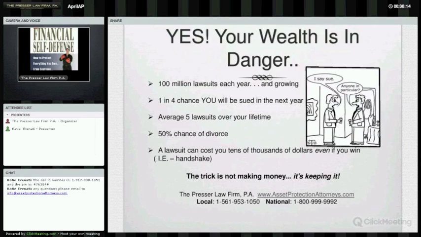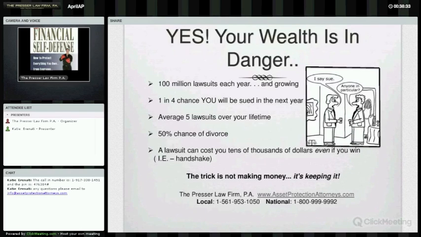People usually laugh and chuckle when they see this, but unfortunately, it's not funny, and unfortunately, this is the world that we live in. There's over 100 million lawsuits every single year, and that number's only growing. In today's bad economy, people are losing their jobs. The people who are lucky enough to keep their jobs are making less and less.